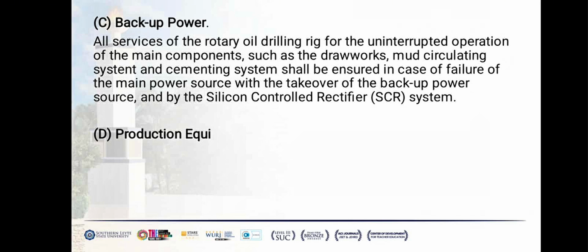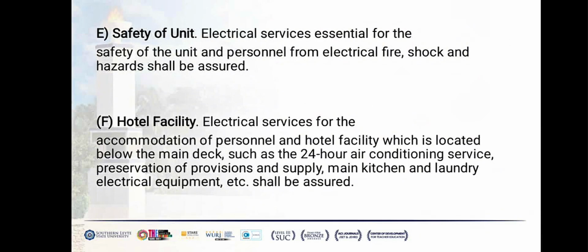D. Safety unit. Electrical services essential for the safety of the unit and personnel from electrical fire, shock, and hazards shall be ensured. Next is hotel facility. Electrical services for the accommodation of personnel and hotel facility, which is located below the main deck, such as the 24-hour air conditioning services, preservation of provisions and supply, main kitchen and laundry electrical equipment, etc. shall be ensured.